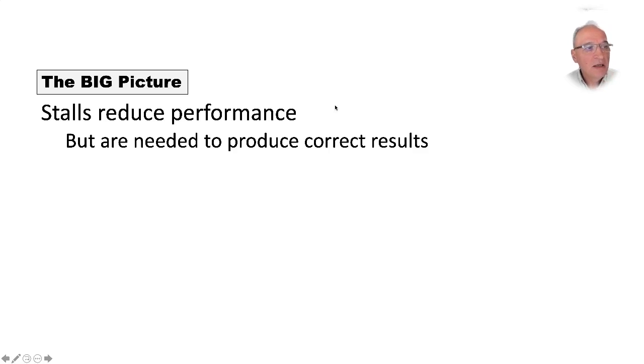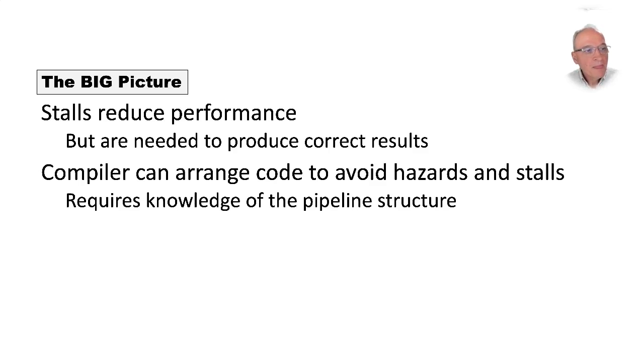So summarizing the big picture for this lecture is that stalls will reduce performance, but they are needed to produce correct results. The compiler can rearrange the code, we call that instruction scheduling, to avoid hazards and prevent stalls. But in order to do that, the compiler needs to know about the pipeline structure.